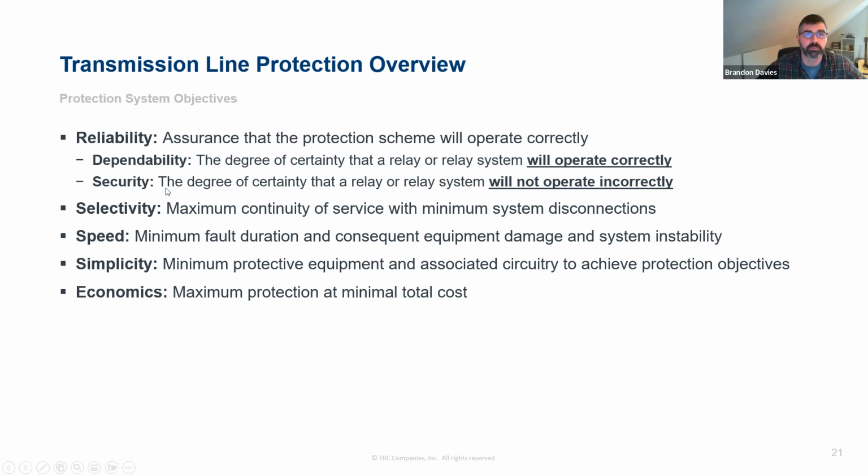Redundancy has a negative impact on security, because in the same way you've got twice as many things that can operate when you want them to, you've got twice as many things that can operate when you don't want them to as well. But in general, if you go through the math and probability behind it, you can show that you get a pretty big boost in dependability for a small sacrifice in security in applying redundant protection.